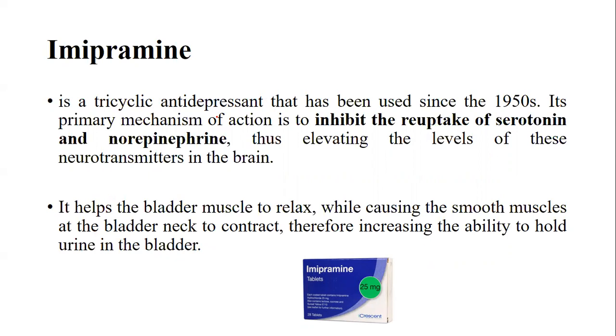The first line of management for enuresis includes imipramine. Imipramine is a tricyclic antidepressant which has been used since the 1950s. The primary mechanism of this medicine is to inhibit the reuptake of serotonin and norepinephrine. Initially it was used for managing depression. When the serotonin level decreases, it can aggravate the symptoms of depression, so it inhibits the reuptake of serotonin. That's why we can maintain the normal level of serotonin in the brain. That is the main purpose of using this medication.